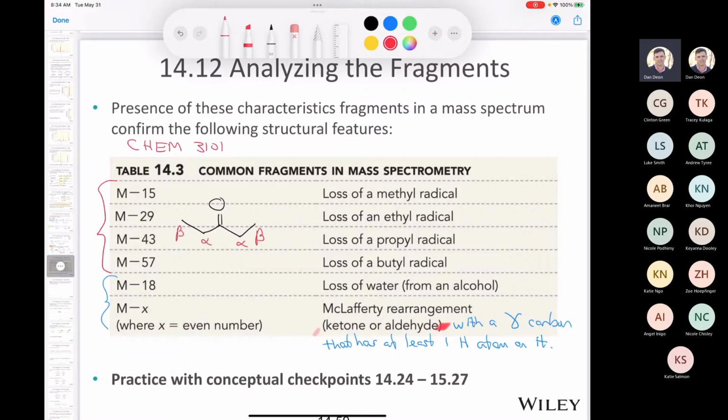On this side, you have an alpha and a beta. You've got to have at least one gamma carbon. I don't know why I put a delta. Brush up on my Greek alphabet. There we go. You need to have at least one gamma carbon in order for a McLafferty rearrangement to occur.